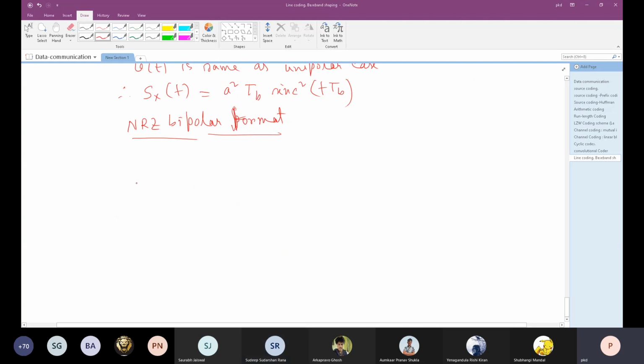Now the bipolar format, of course, has 3 levels. In bipolar we have A, minus A and 0.